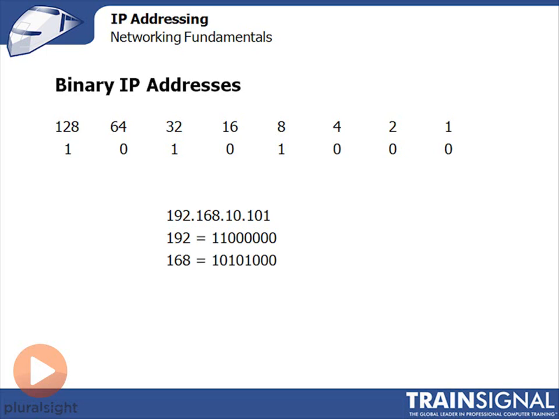Doing the same thing with 168. 128 goes into 168. You subtract that, you're left with 40. 32 goes into 40. Subtract that, you're left with 8. 8 goes into 8. Subtract that, and you're left with 0. So you fill in the zeros, and you get 10101000. That's 168. Now we'll do 10. Hey, the first thing that goes into 10 is an 8. So we put a 1 there, subtract it, we're left with 2. 2 goes into 2, put a 1 there, subtract it, you're left with 0. Speaking of 0, you have to plug in all the zeros.